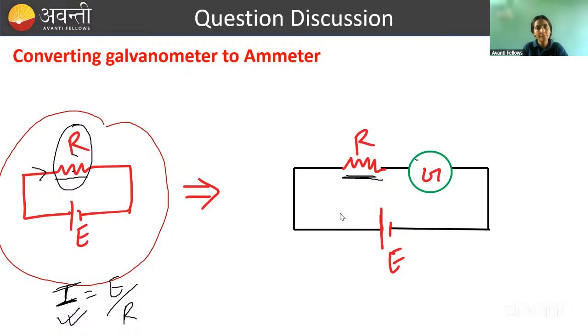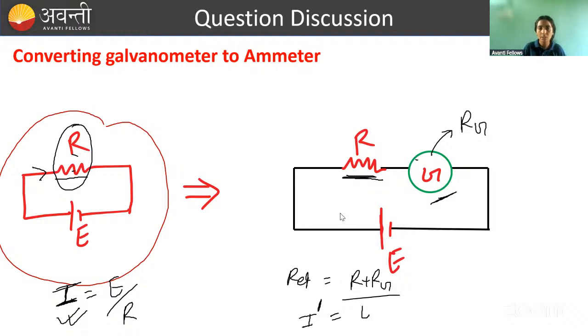Yes, it will measure some different value because the moment you connect the galvanometer in the circuit, the current is changing because of the device. This device has some resistance, right? This is made of something. So overall, if you calculate the resistance of this circuit, this value is R plus RG. So now the current flowing through the circuit will become E by R plus RG.